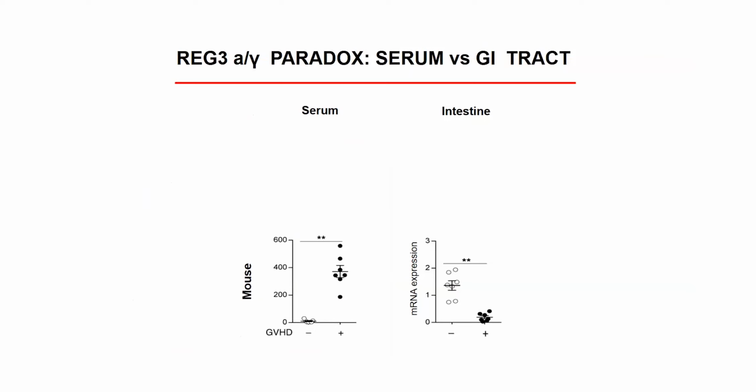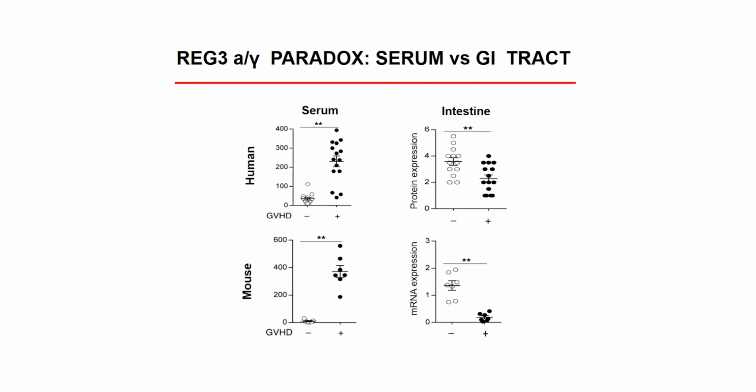So, a little biology. You can see here that there's a paradox: when the reg3 alpha goes up in the serum, it actually goes down in the GI tract. On the bottom here are mouse data where the amount of reg3 alpha in the serum goes up about 50-fold during graft versus host disease, whereas the mRNA expression for reg3 in the intestine actually goes down about 10-fold. And this is also true in humans.